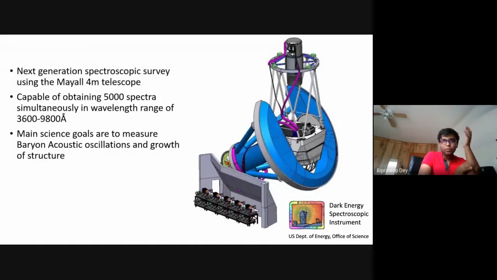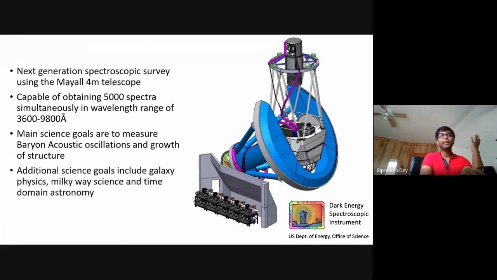Its main goals are to study baryon acoustic oscillations and the growth of structure. But since you have these massive data sets, you can also study the Milky Way, galaxy formation and evolution, and somewhat of time domain astronomy. So what's the big deal about this new instrument? Why does it exist? What's so new about it? To understand that, let me tell you how spectroscopy was done previously.